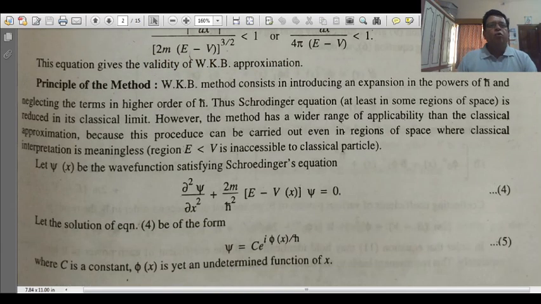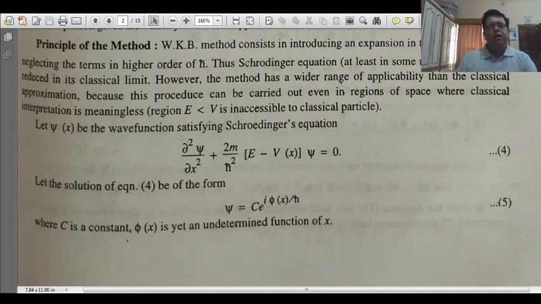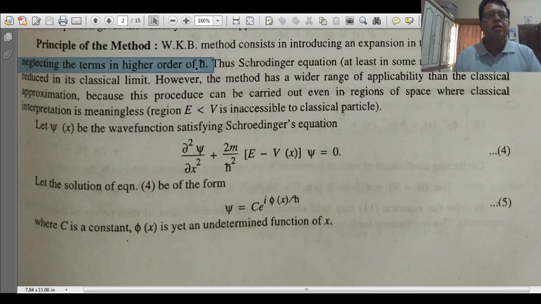Now, the principle of the method. The WKB method consists of introducing an expansion of the wave function in powers of h cross, and neglecting the higher powers of h cross.